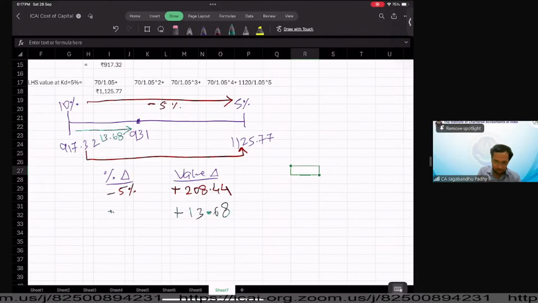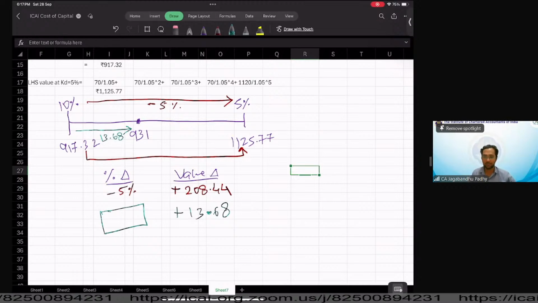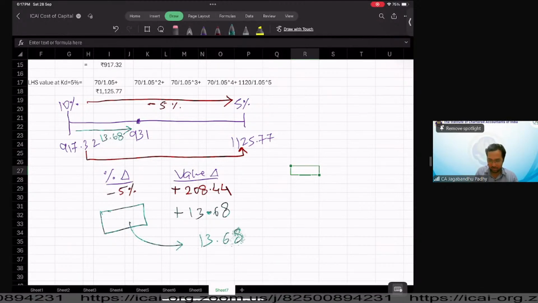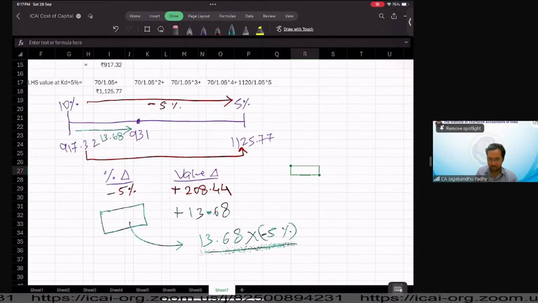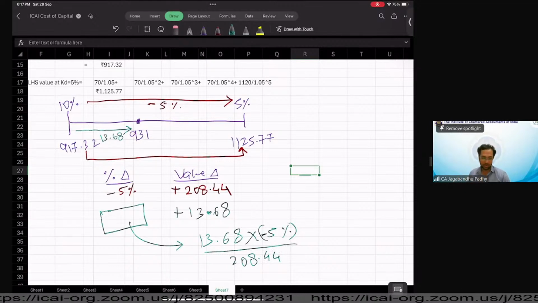So I think we would be able to calculate now what percentage change we are looking at. 13.68 into, of course, minus 5% divided by 208.44. What is the percentage change, guys? Tell me. 13.68 into 5 divided by 208.44.